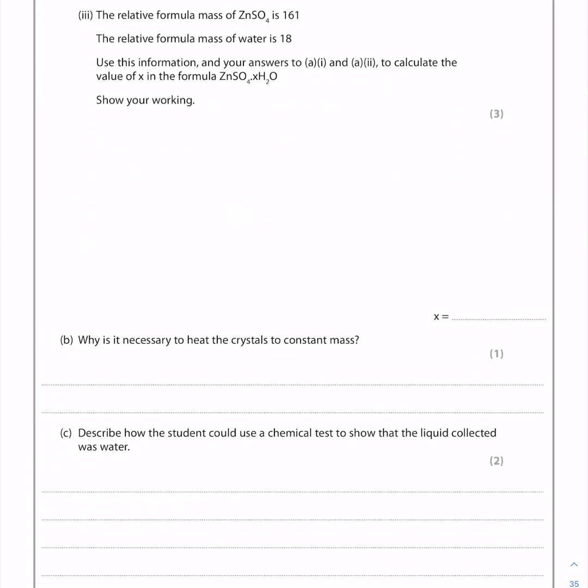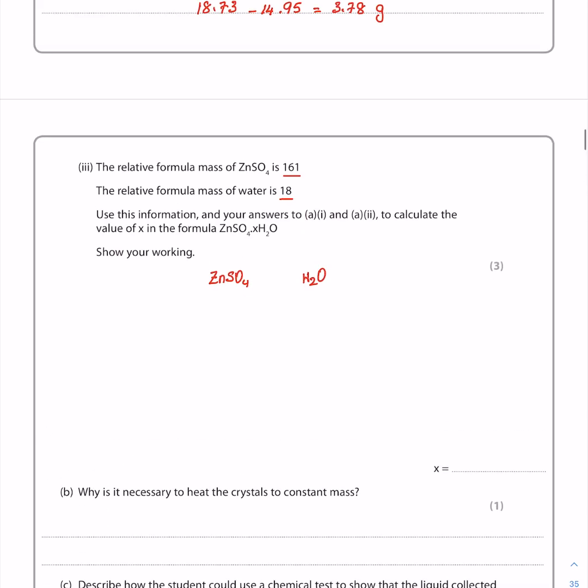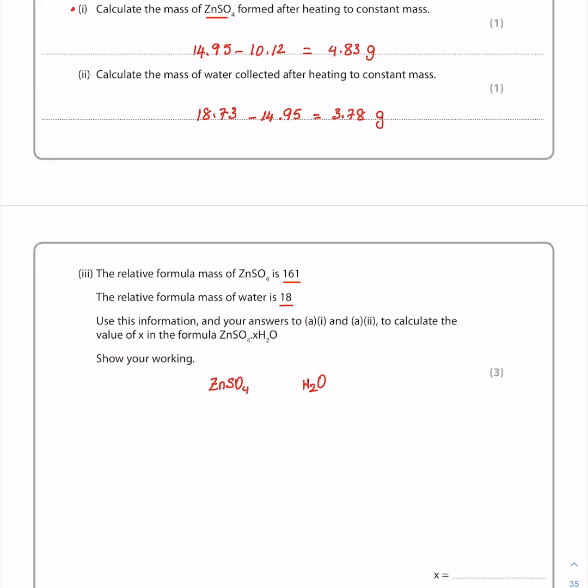Triple I, the relative formula mass of anhydrous zinc sulfate is 161 and the relative formula mass of water is 18. Use this information and your answer to I and double I to calculate the value of X in the formula ZnSO4.XH2O. احنا بنروح كاتبين ZnSO4 والووتر ونحط الماسز اللي احنا طلعناها من I اللي هو 4.83 grams والماس اوف ووتر اللي هو 3.78 grams.